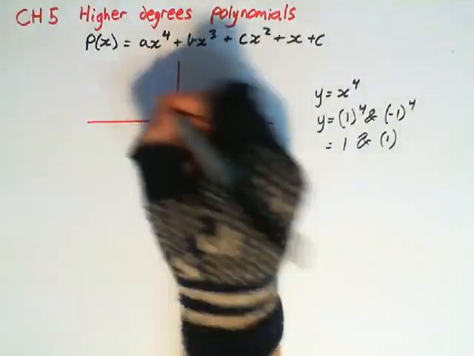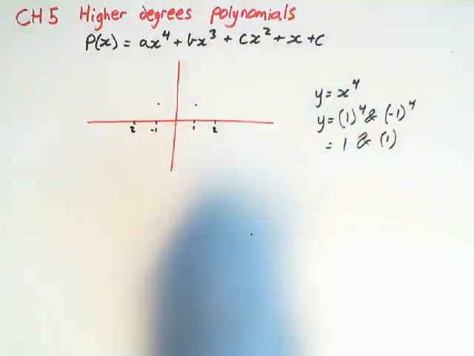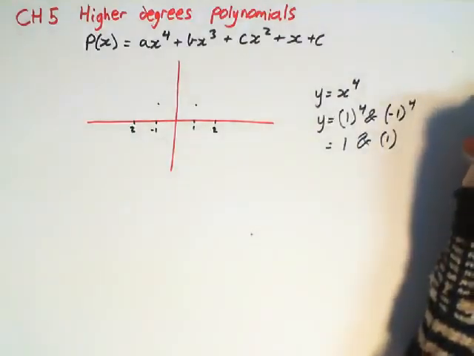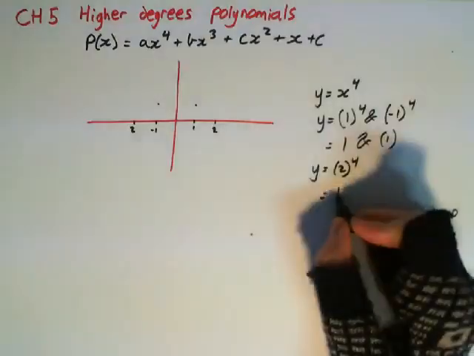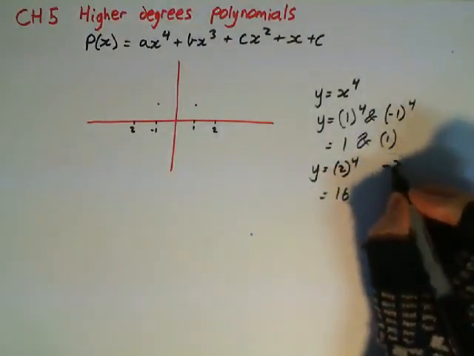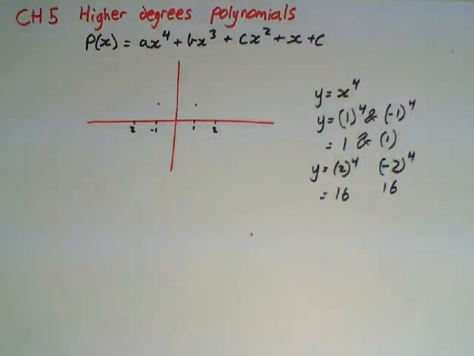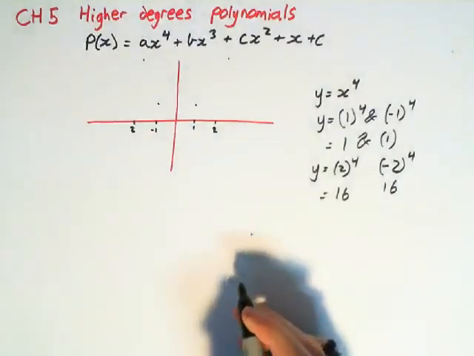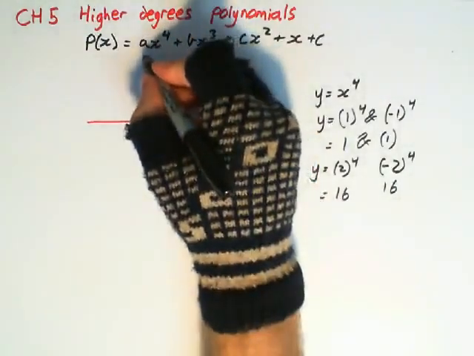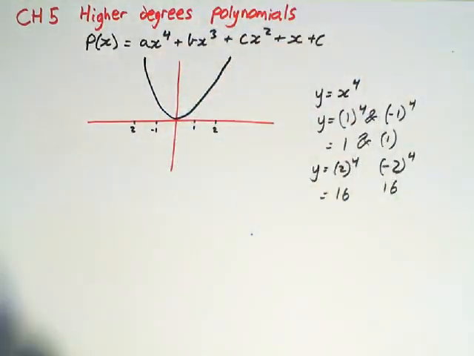So 1 and 1. Now if we go across to 2, what happens at y equals 2 to the power of 4? Well, that's going to be 16. And same thing for minus 2. Okay, because we've got a positive power, we're going to have negatives cancel out. So it's quite large. It goes up to 16 very quickly. So we can just kind of connect the points. So it kind of looks like a quadratic at the moment. That's because I'm zoomed in, I guess, in a sense.